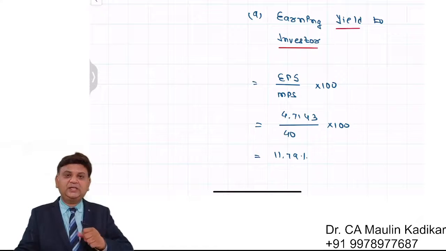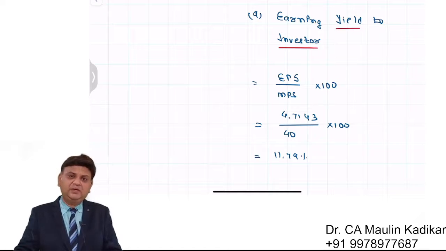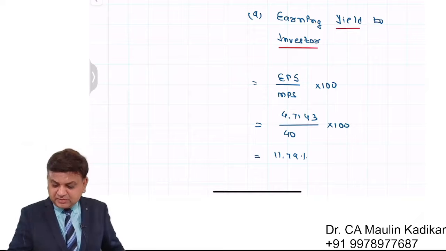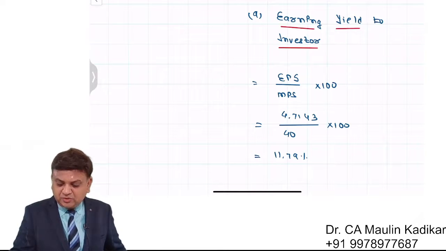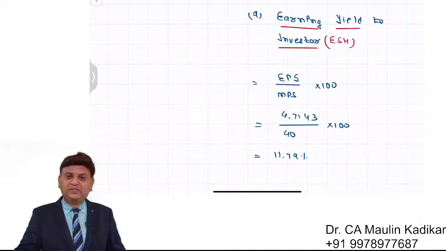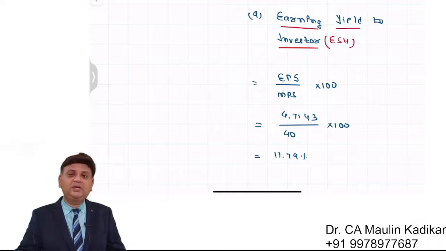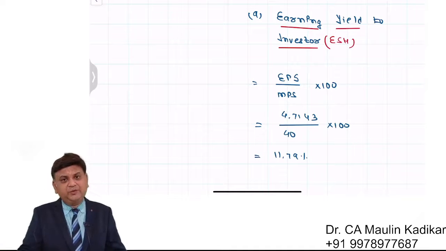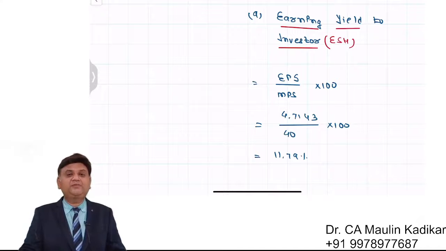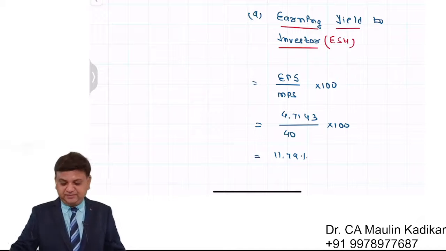So basically the debenture holder is also an investor, the preference shareholder is also an investor, the equity shareholder is also an investor. However, since the question is providing earning yield to the investor, they are talking about the equity shareholder. That is what we have to understand. Why? Because from the equity shareholder's point of view only, we make the computation of the earning per share. That is the reason.